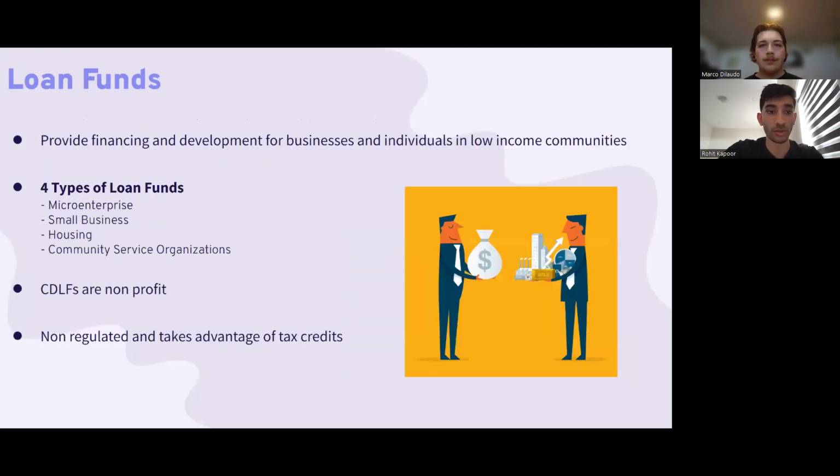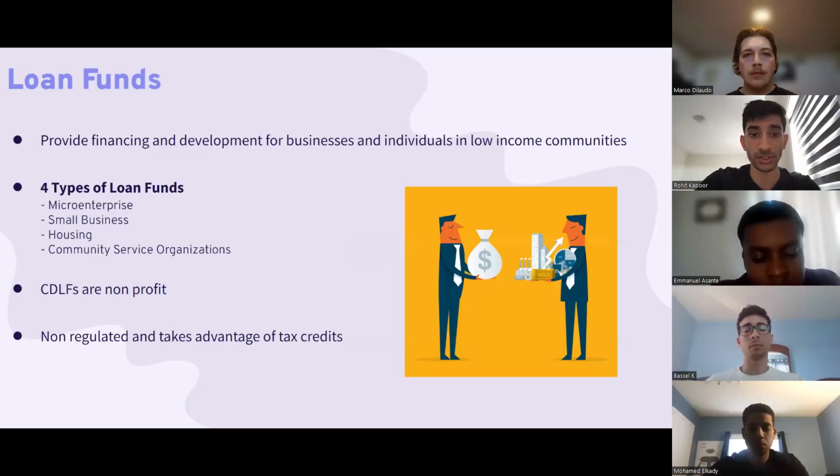Looking at the third structure, these are called loan funds, and loan funds are nonprofit organizations that provide financing and development support for businesses and individuals in low-income communities, and they offer various types of loans. These include micro-enterprise loans, small business loans, housing loans, and loans for community service organizations.